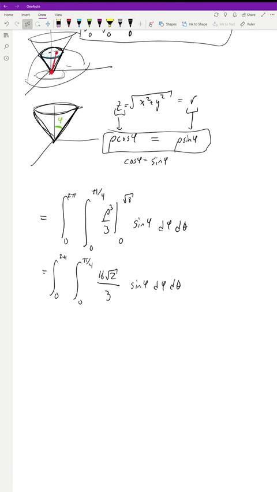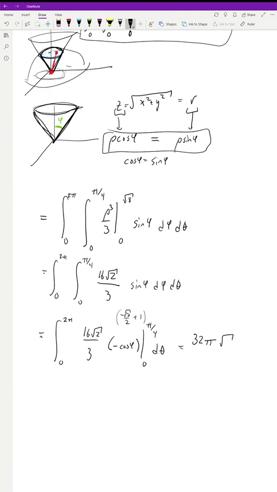Okay, so now I need to evaluate my sine phi integral. This is the same antiderivative as before, so this is 16 √2 over 3, negative cosine phi, evaluated from 0 up to pi over 4 d theta. So what are our two bounds? This is going to give us negative √2 over 2 plus 1. And so our total answer, let's just skip a step. There's no theta anywhere in this expression, so you just pull a 2 pi down. This is going to be 32 pi √2 over 3, times negative √2 over 2 plus 1, like this.